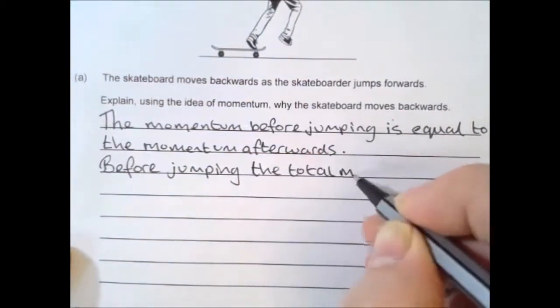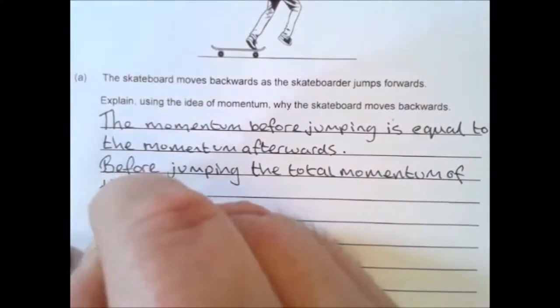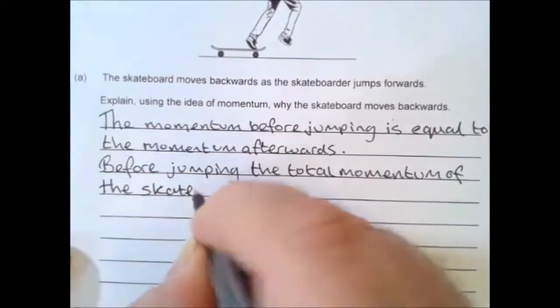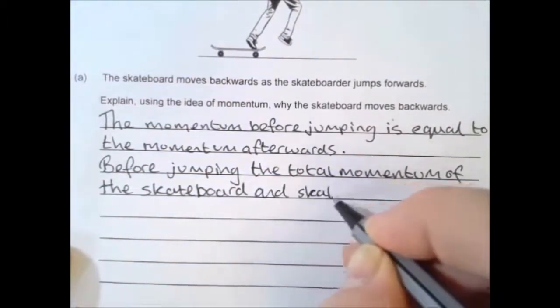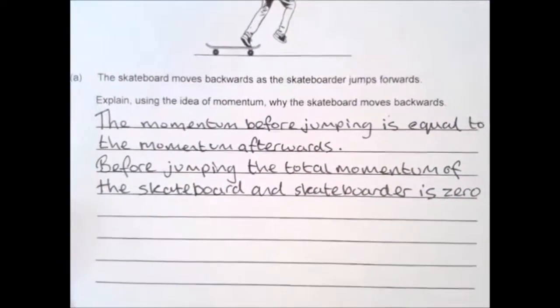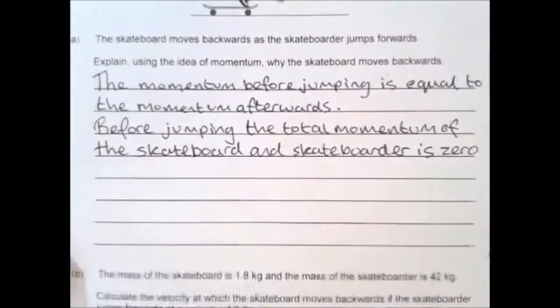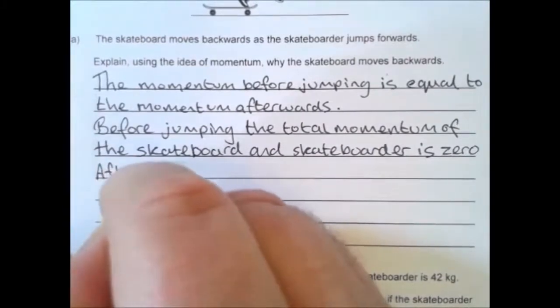So before jumping, the total momentum of both the skateboard and the skateboarder is zero, is equal to nothing. Remember, v equals 0, so therefore p has to equal 0. And then we go on to talk about after jumping, and this is where the explanation of the backwards motion of the skateboard comes in.